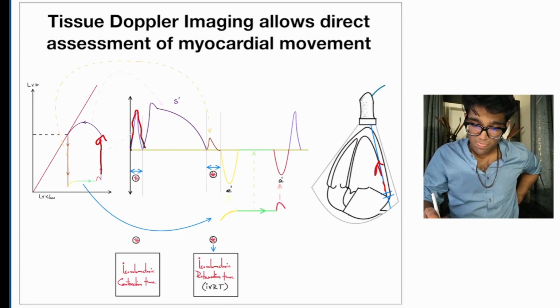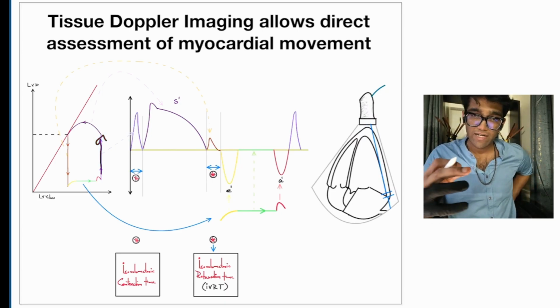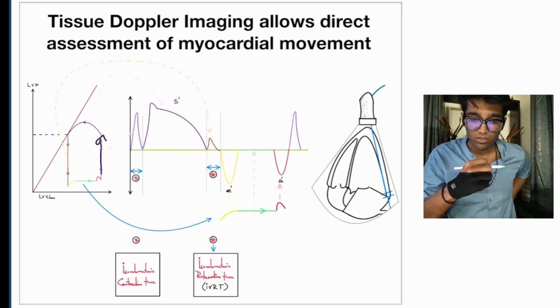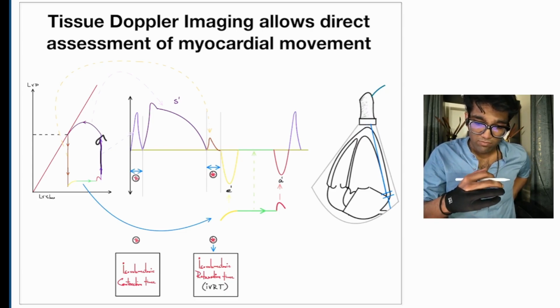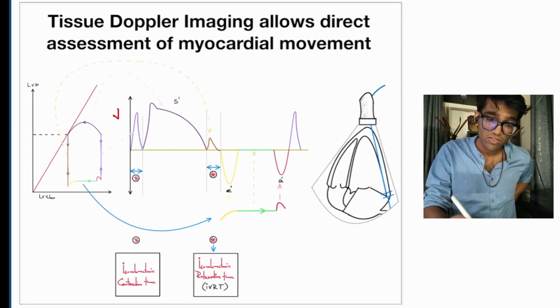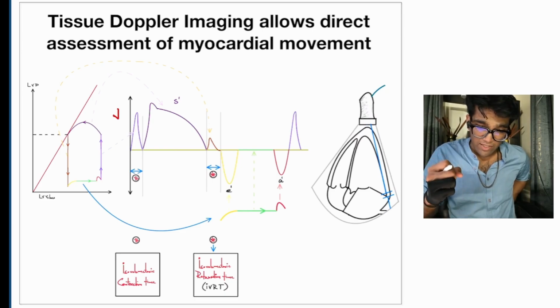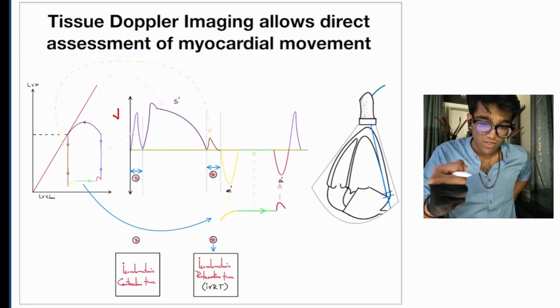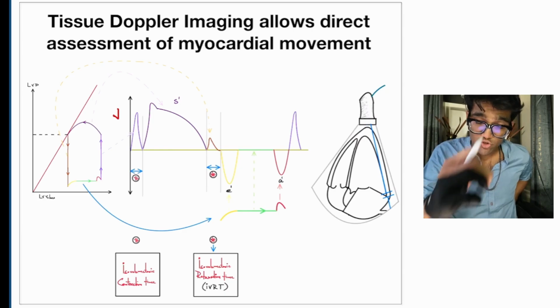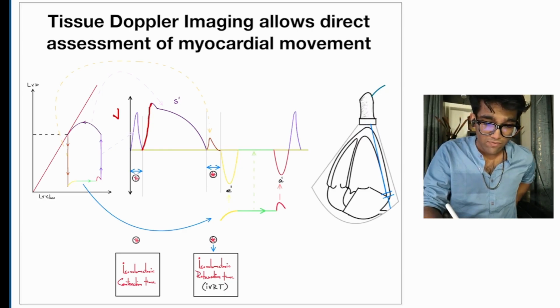Then we have our ejection. During ejection the ventricle continues to get smaller in size, so the mitral valve is again pulled towards the apex. Please remember this is velocity, not distance. At a greater velocity it accelerates towards the ventricular apex, and therefore you get this wave, and this wave is what we call the S prime wave.